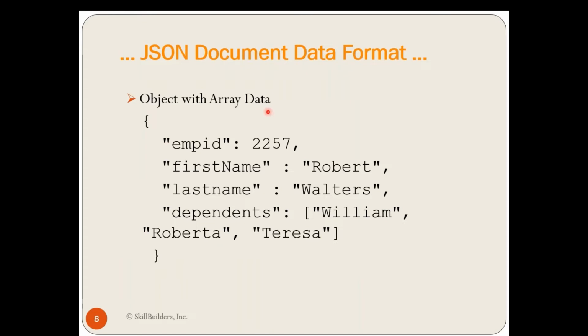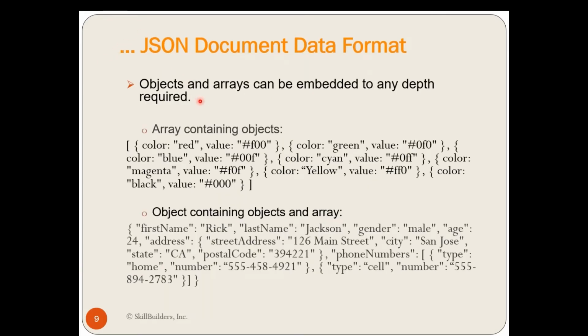So here's an object with an array data. Name value pair, emp ID 2257, first name, last name, but the dependent name is an array, and there are three dependents. And there's your closed brace, and that's a character string. Looking at a couple other complex things you can do, I can have an array containing objects. Here's an array, my open curly brace, closed curly brace, and each one of the elements in the array is an object, and they have a name value pair, color red, comma, value, and so on. Color green, comma, and so on. That's an array containing objects.